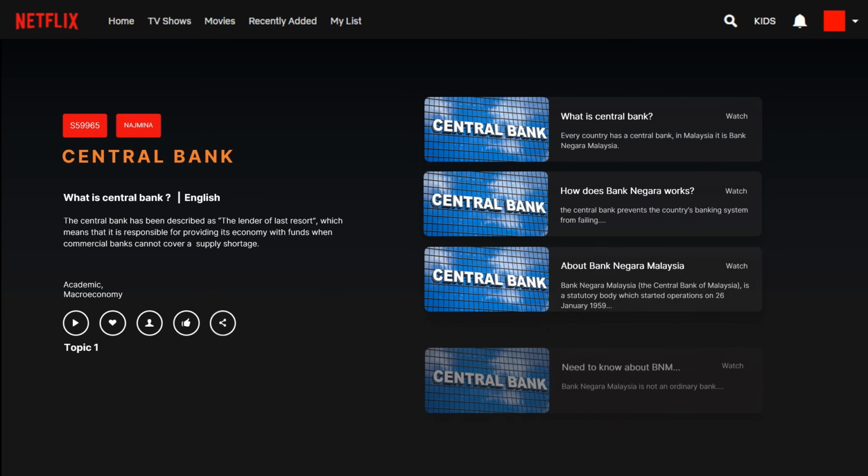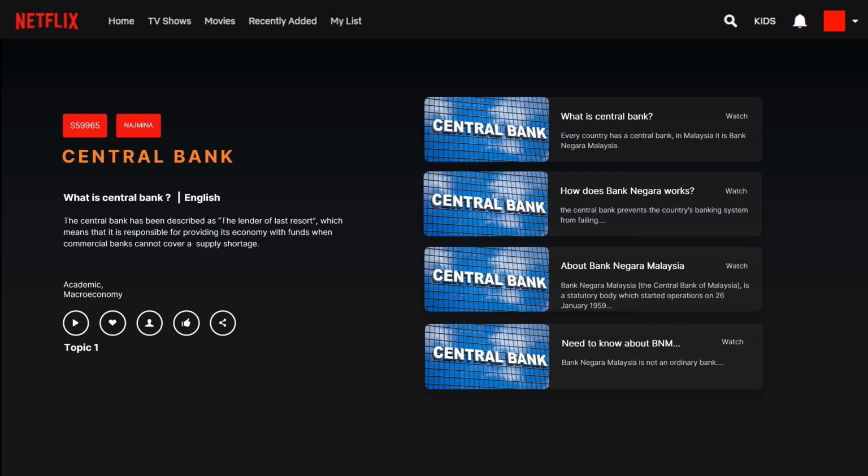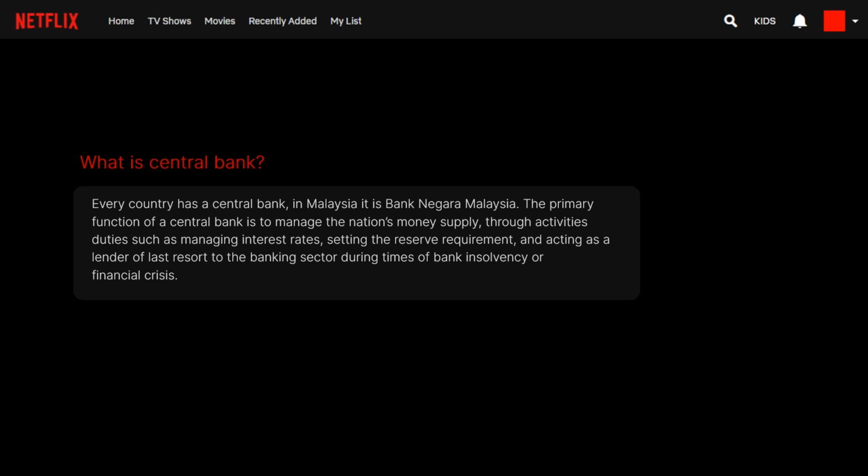The central bank has been described as the lender of last resort, which means that it is responsible for providing its economy with funds when commercial banks cannot cover a supply shortage. What is a central bank? Every country has a central bank. In Malaysia, it is Bank Negara Malaysia. The primary function of a central bank is to manage the nation's money supply through duties such as managing interest rates, setting the reserve requirement, and acting as a lender of last resort to the banking sector during times of bank insolvency or financial crisis.